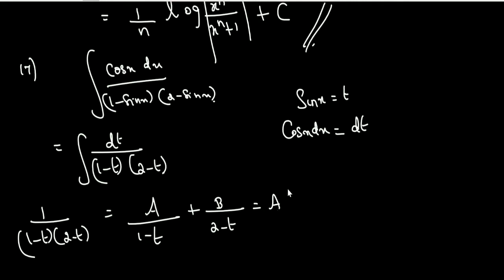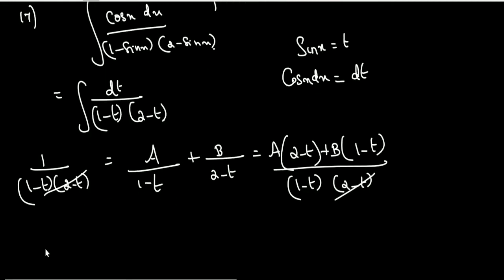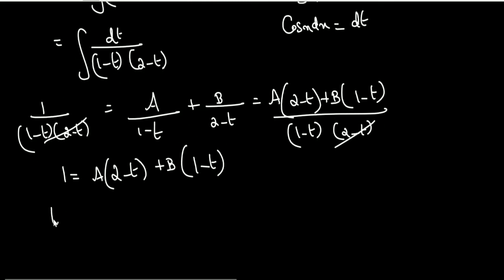So that is equal to a into 2 minus t plus b into 1 minus t by 1 minus t into 2 minus t. So cancel this. So we get 1 is equal to a into 2 minus t plus b into 1 minus t. So put t is 2. When you put t is 2, this will become 1 minus 2, that is minus 1b. So b is minus 1. When you put t is 1, 2 minus 1, so a is 1.